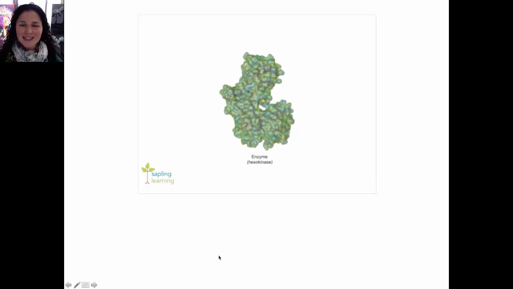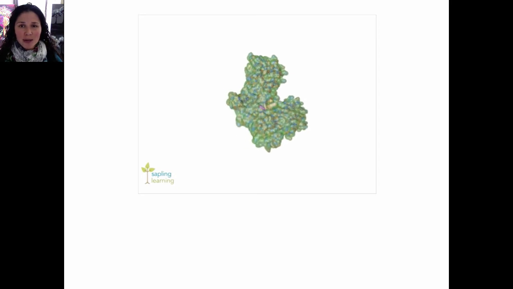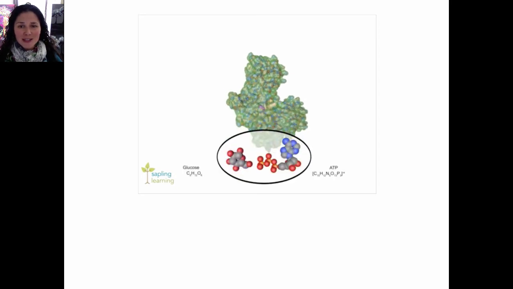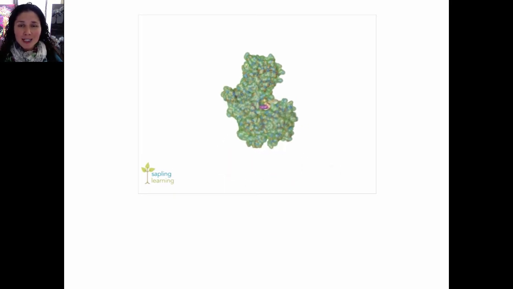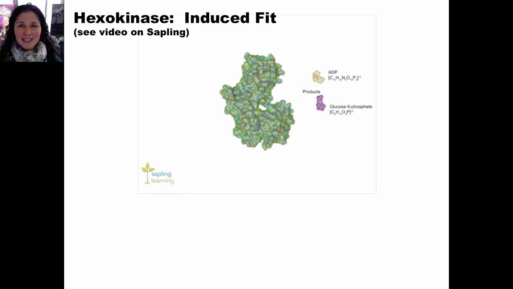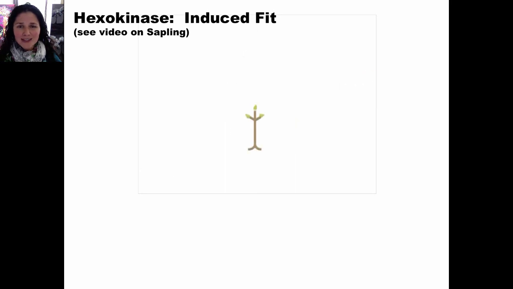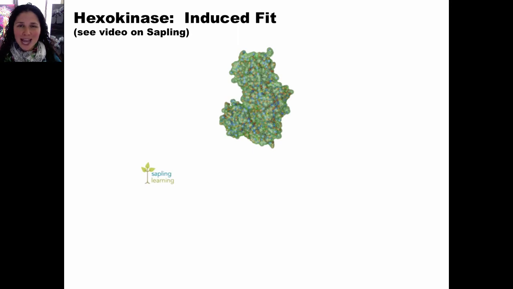Here's hexokinase. Glucose and ATP will bind in the active site. Notice what happens when they go in there. The enzyme changes shape to fit the substrates. Once the enzyme fits the substrates, the reaction can happen, and then the products no longer fit in the active site, so they are released. This is hexokinase, and it fits the induced fit model of enzyme-catalyzed reactions. If you'd like to view this video again, it's available on your Sapling activity.